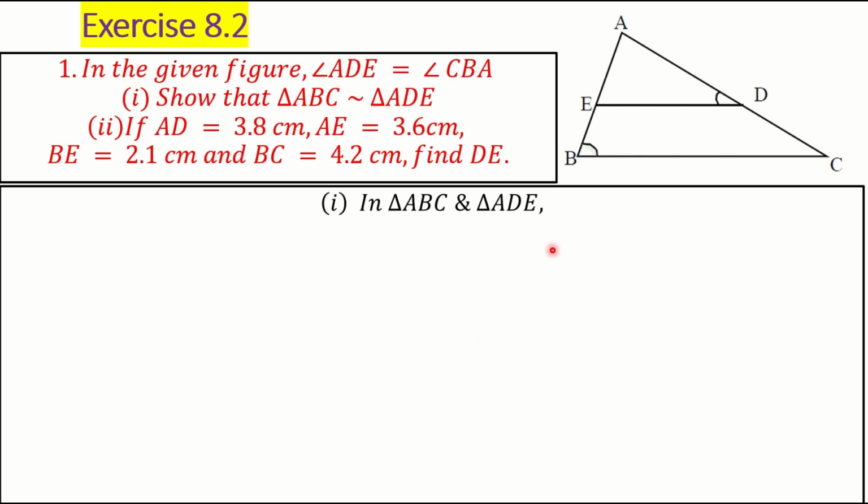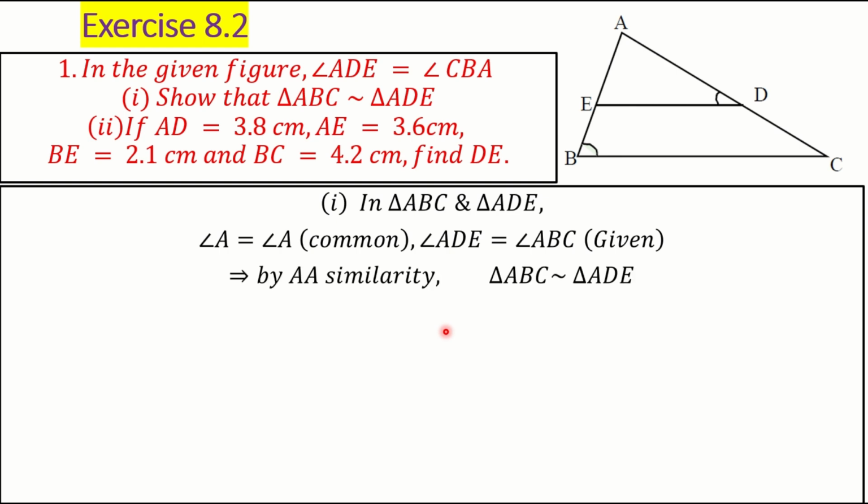So in ABC and ADE, I think we have done a similar problem before, to prove that the ratio of sides is the same basically. Angle A is common in ABC and ADE. So angle A is common for both of them, and angle ADE is equal to angle ABC, which is given. So by angle similarity, ABC is similar to ADE. This is proved now.